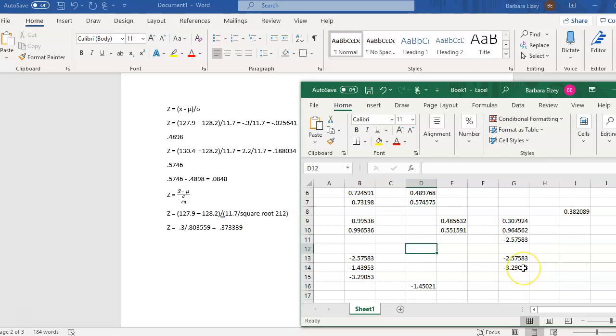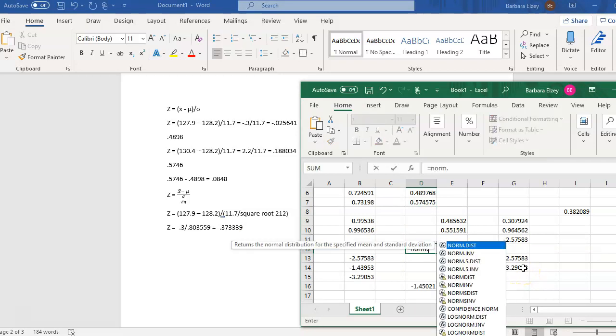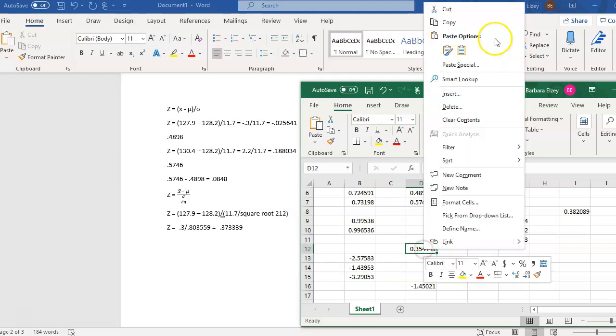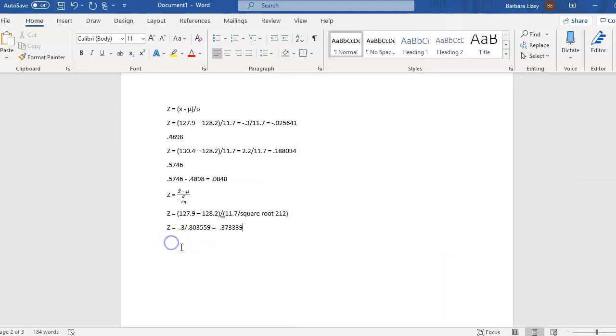All right, now let's take that and look it up in our Excel. And I'll just choose an empty cell. Equal norm.s.dist, negative 0.373339, and true. All right, and that gives me 0.354448.